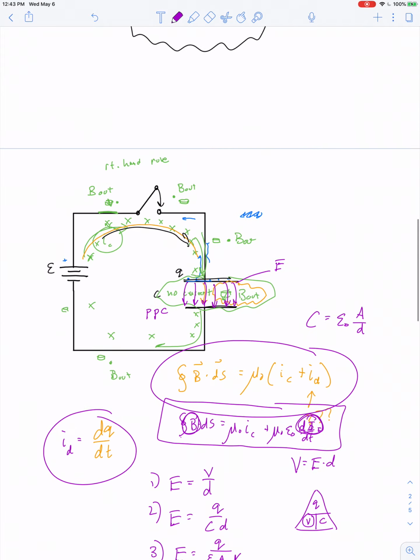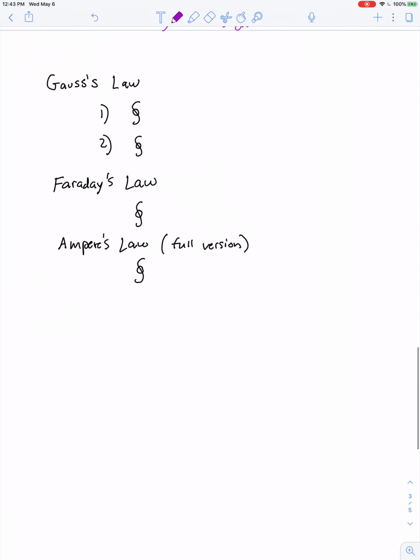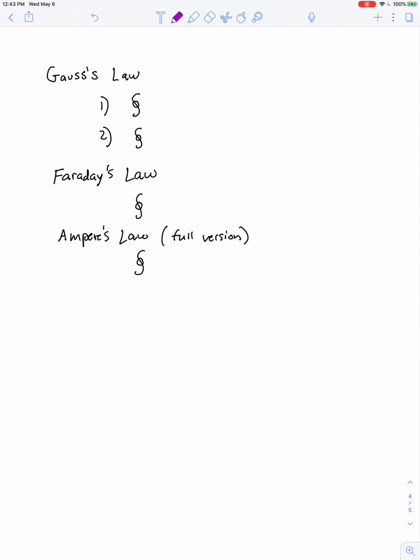So before we sign off on this video lesson, probably a good time for you to see if you can write down off the top of your head these statements of Gauss's law, Faraday's law, and the full version of Ampere's law. So Gauss's law for electricity says the closed surface integral of E dA, in other words, the total flux, is equal to the charge inside a Gaussian surface divided by epsilon naught.